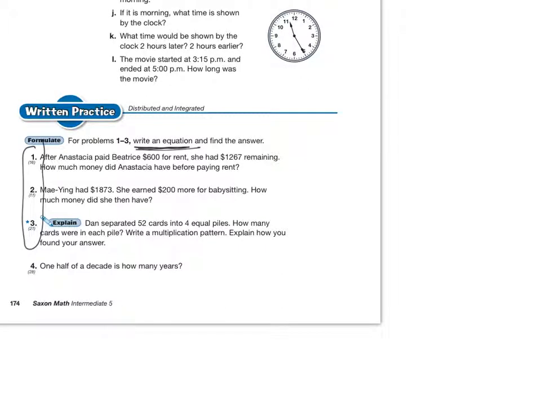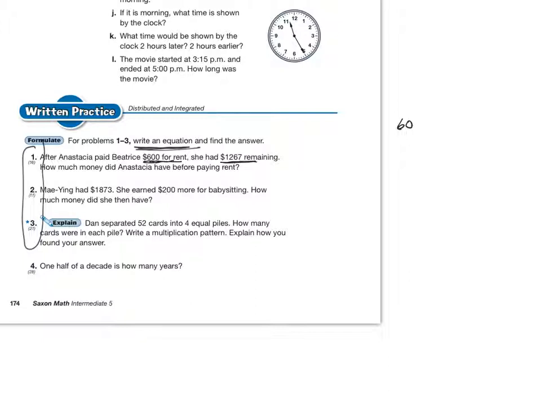All right. After Anastasia paid Beatrice $600, so these are my important numbers. So this is 600 for rent. She had this much left. How much money did Anastasia have? So we had some money, we don't know what it is. So let's just say S for some money.